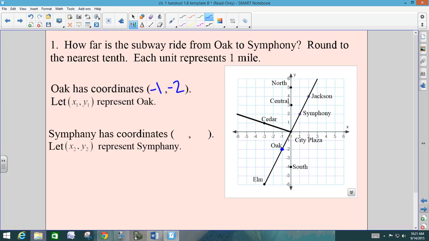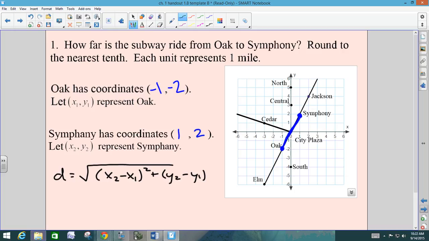What quadrant is Symphony in? 1. What is its ordered pair? 1, 2. Good. We're going to find the distance for this subway ride. Can I count it? No, I can't count diagonal length. So I'm going to use my distance formula. You have it on the top. I'm going to rewrite it here since I lost it. x2 minus x1 quantity squared plus y2 minus y1 quantity squared.